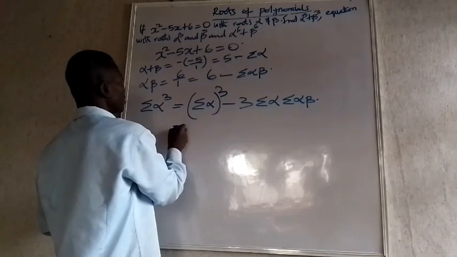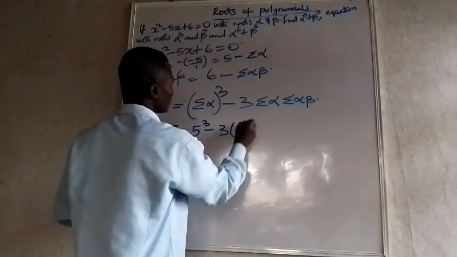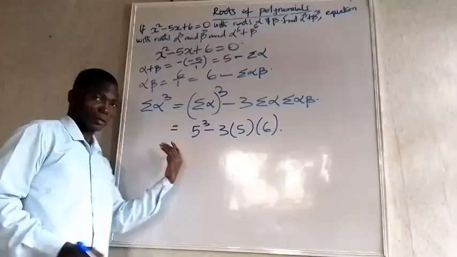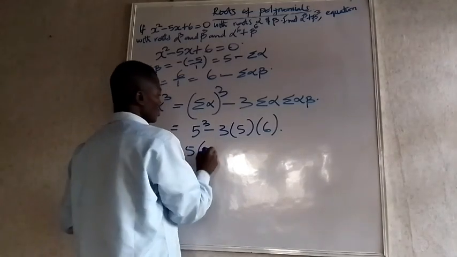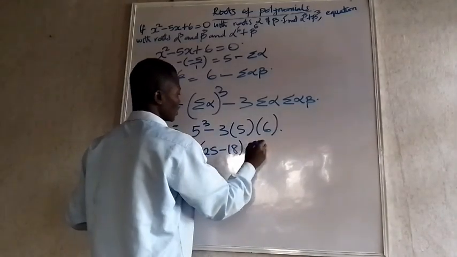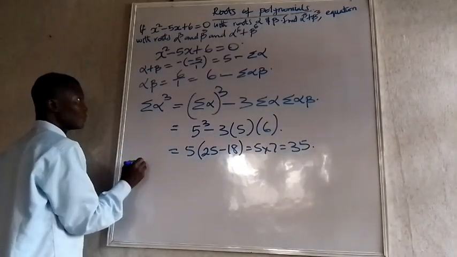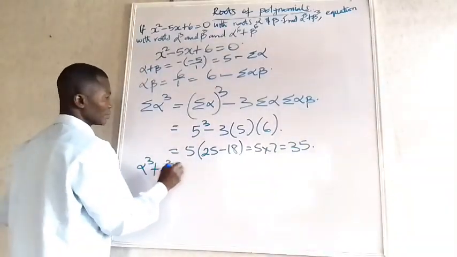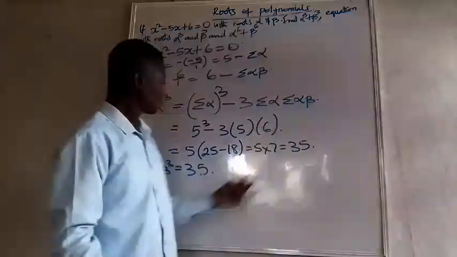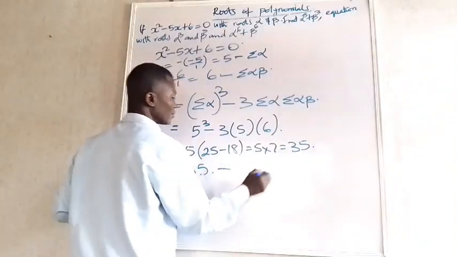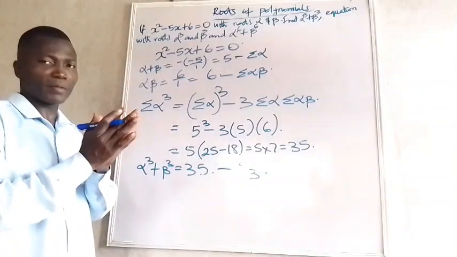So this is going to give us 5 raised to power 3 minus 3 into 5 into 6. I can easily factorize. And that's going to give me 5 into 25 minus 18, which is 5 times 7. So alpha cube plus beta cube is equal to 35. And we also refer to this as S3. Remember.